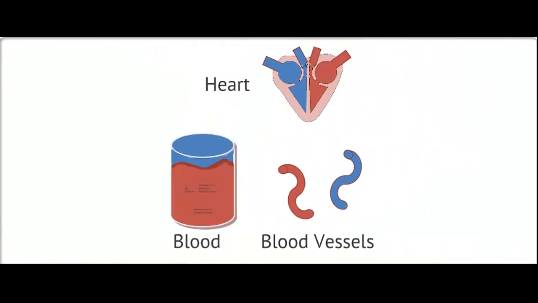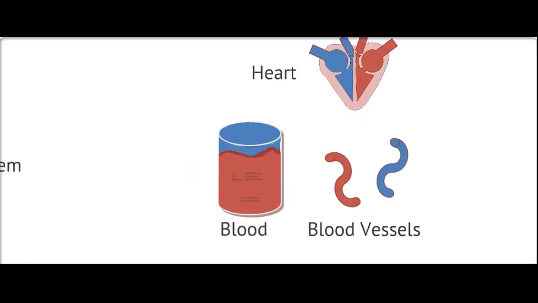There are three main components to circulatory systems: the central pump, which is the heart, the vascular system, the blood vessels, and the circulating fluid, which is the blood. There are two ways in which these components are organized. Circulatory systems can be open or closed.